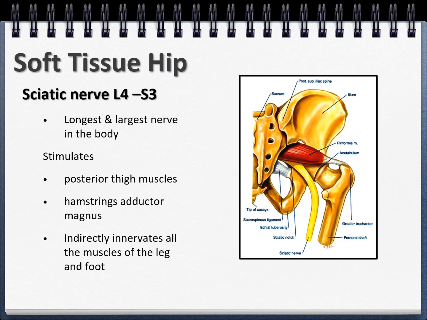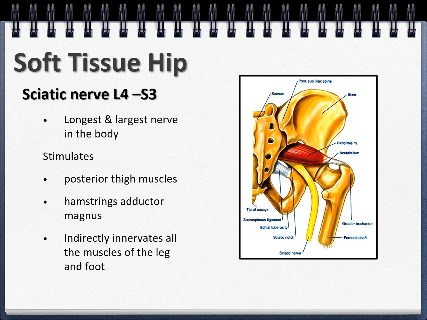The sciatic nerve is the longest and largest nerve in the body and comes out of lumbar 4 to sacrum 3 of the spine. It stimulates the posterior thigh muscles to work, the hamstrings like the adductors and adductor magnus in particular. Indirectly, it innervates all the muscles of the legs and the foot to work. So it has a very big job, the sciatic nerve.